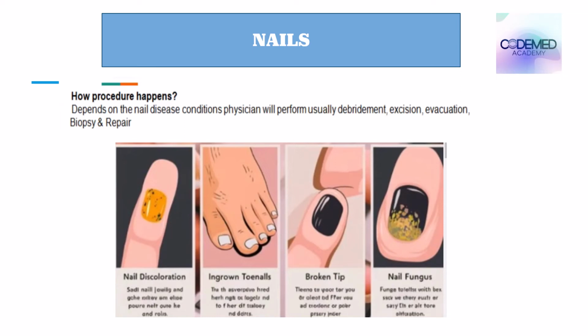Now let us look at the next important topic, and that is nails. In this case, how the procedure happens decides the code. So what have you done with the nails? Have you done the debridement, excision, evacuation, biopsy, repair? Depending upon that, we decide the code.